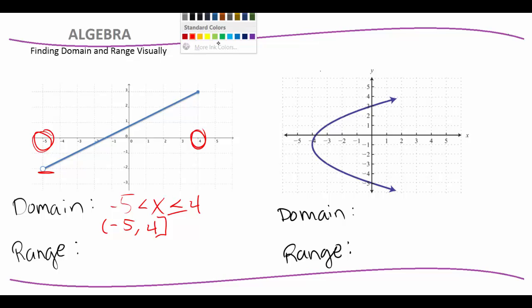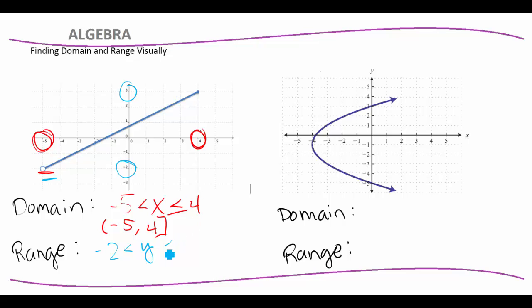The range is all possible y values. And to determine the range, we look for the lowermost and uppermost y values on the graph. So the lowermost y value is going to be -2, and it's still not inclusive, so we have -2 less than y. And our uppermost is going to be 3, so it's going to be less than or equal to 3. And write this in our interval notation. We're going to have parentheses, -2 because it's not inclusive, comma, 3, bracket, because it is inclusive.